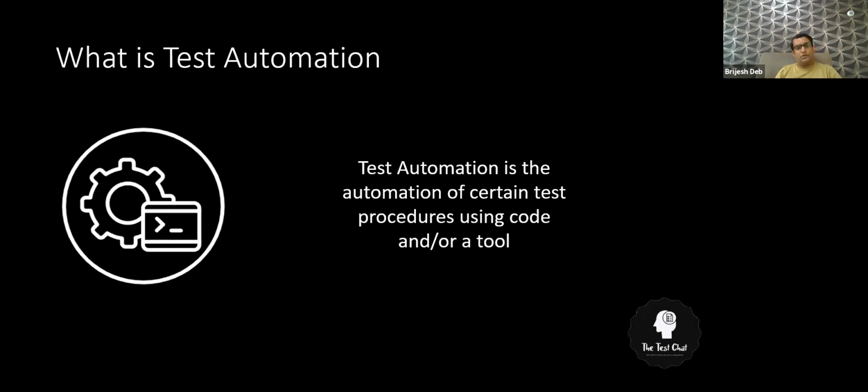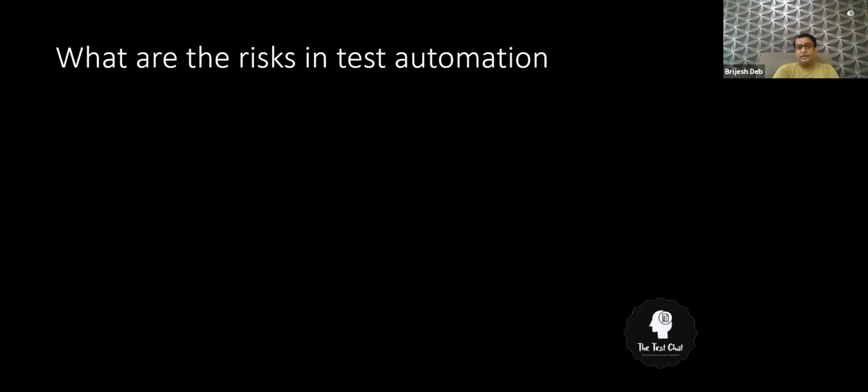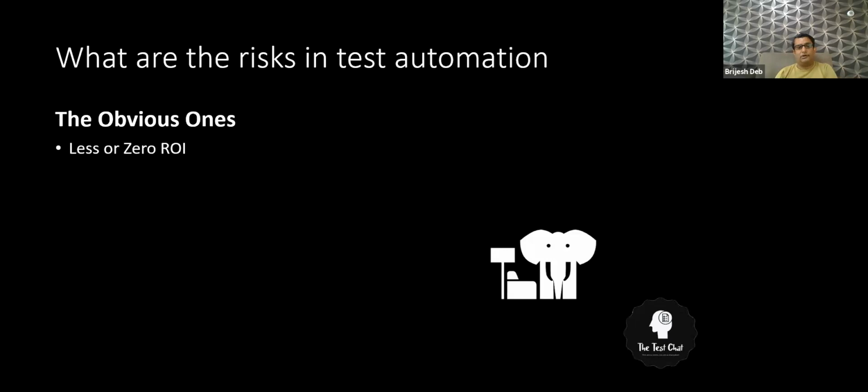Now, when we talk about test automation, just like anything else, there are a lot of risks that are involved in test automation. Let's look at some of the risks that are there in test automation. First, let's look at the obvious, the elephant in the room. First one is less or zero return on investment. It's quite obvious. So when people start thinking of automation, the first question that comes to mind is, okay, what is going to be my ROI? What is going to be the return that I'm going to get on the investment that I'm going to make towards automating these tests? That is the first question that comes to mind.